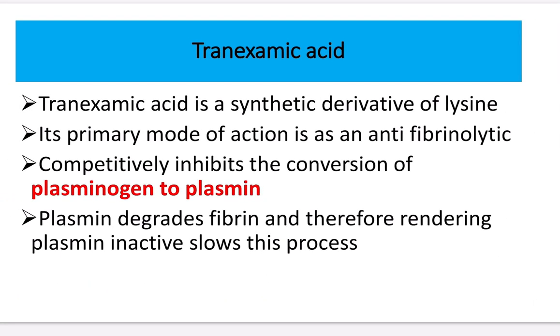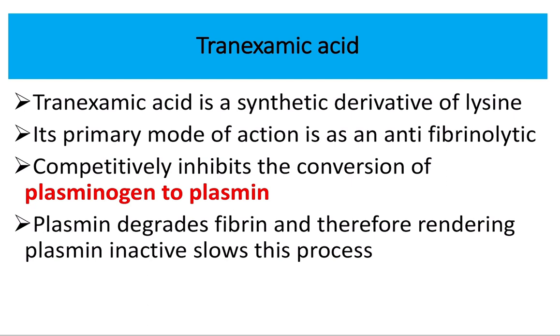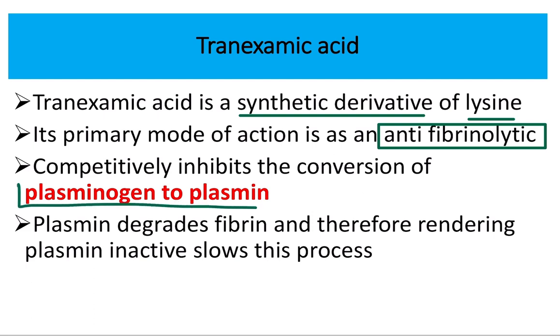Tranexamic acid is a synthetic derivative of lysine. Its primary mode of action is antifibrinolytic. That means it acts as an antifibrinolytic and competitively inhibits the conversion of plasminogen to plasmin. This is the most important point: plasminogen cannot be converted into plasmin, and plasmin degrades fibrin, so this process is slowed and fibrin is not broken down.